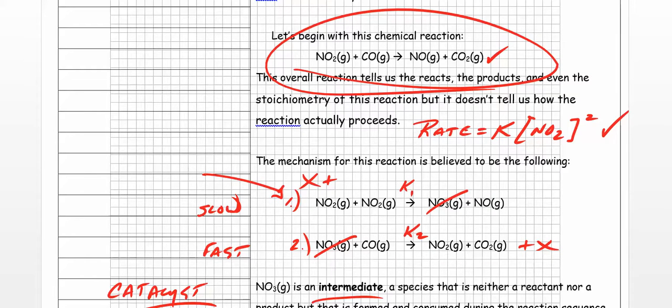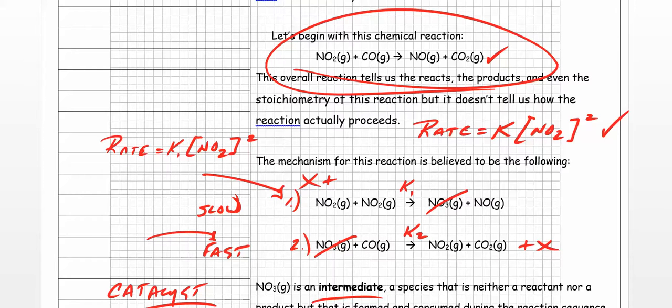So for example, I could write for this one, the rate is equal to K sub 1 times the concentration of NO2 squared. All right? So that is the rate law for this first step, the slow step. What about the second step? What's the rate law for that one?